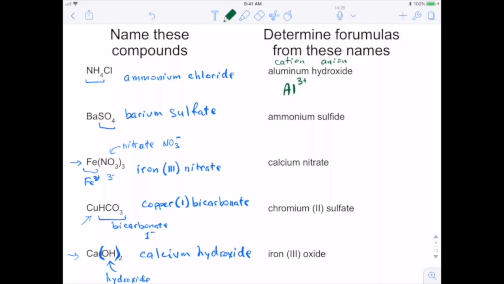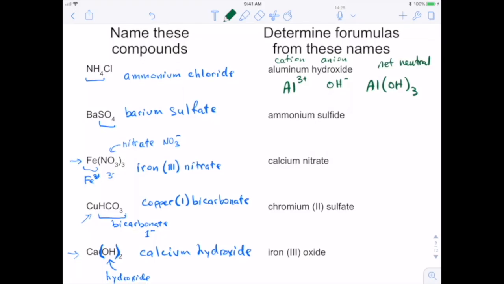The hydroxide ion, we know, again from the table, is each one has a single minus charge. So you can do the crisscross method, or you can just look at it. You do these long enough and you can look at it and recognize that for every aluminum we're going to have 3 hydroxide polyatomic ions for that to be net neutral. And we would write it like this.